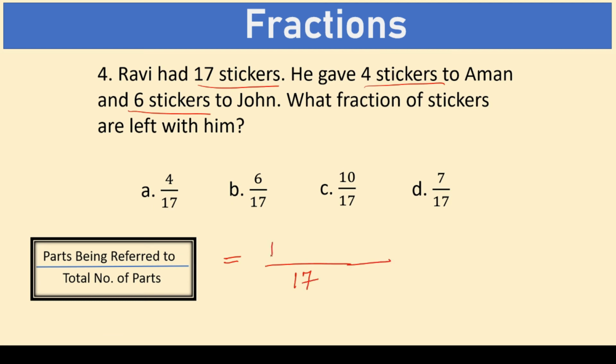So Ravi had 17 stickers, of which he gave 4 to Aman. So you reduce 4 from Ravi's stickers, and further he gave 6 to John, so you reduce 6 more. 17 minus 10 divided by 17, which is equal to 7 by 17. That is your option D.